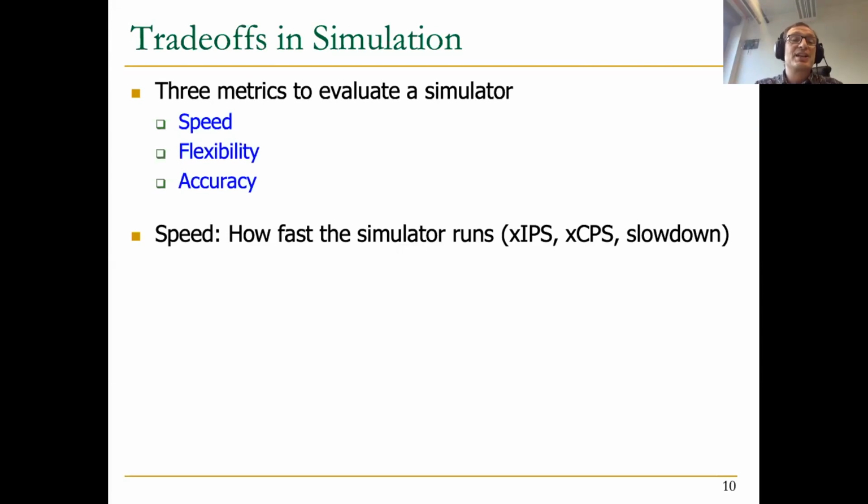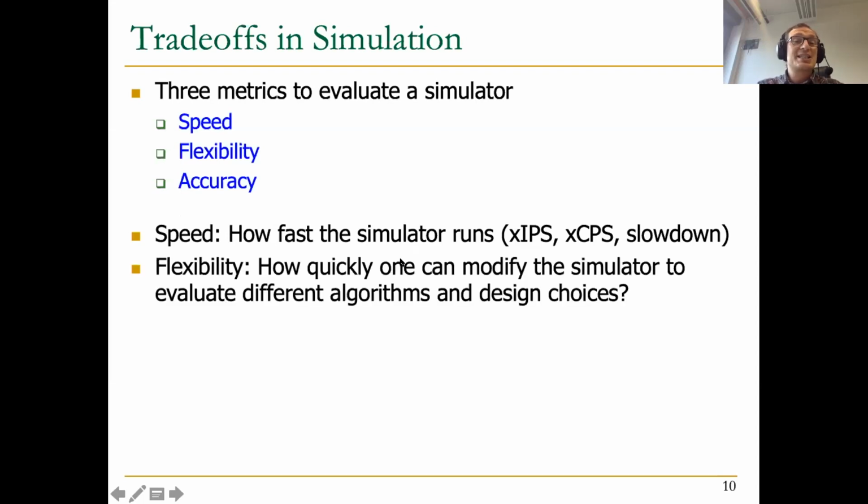Clearly, the timing simulator is going to be much slower because you model some timing in addition to the functionality. Okay, with that aside, let's pop the stack. We were talking about speed. Speed is how fast the simulator runs. Flexibility is very important, especially if you're doing design space exploration, but also if you're fixing bugs, etc. It's how quickly one can modify the simulator to evaluate different algorithms and design choices.